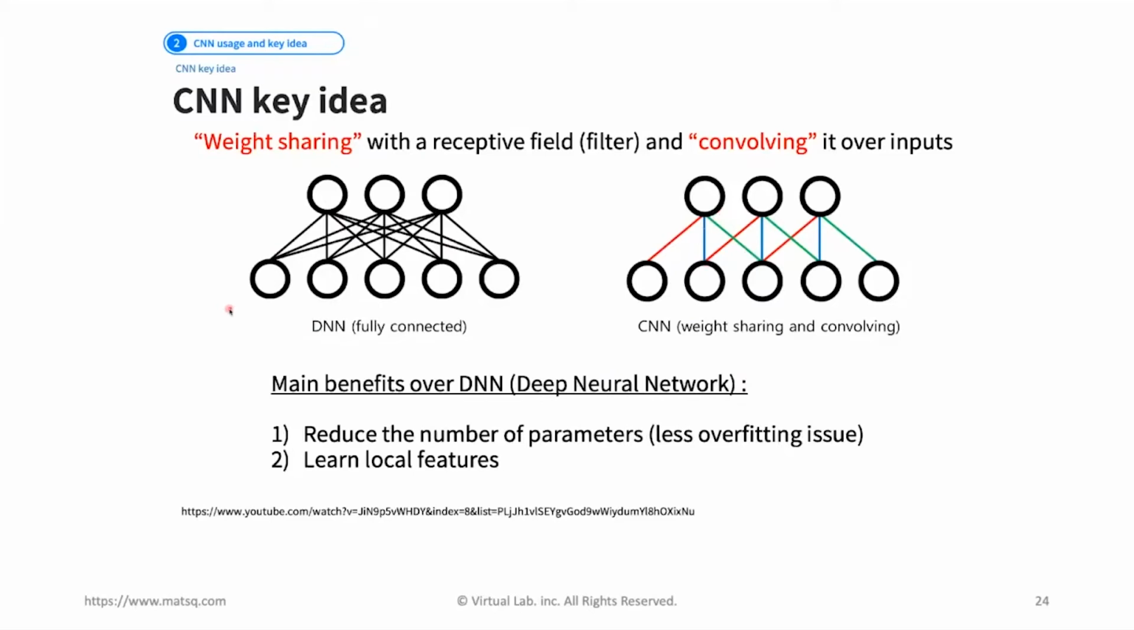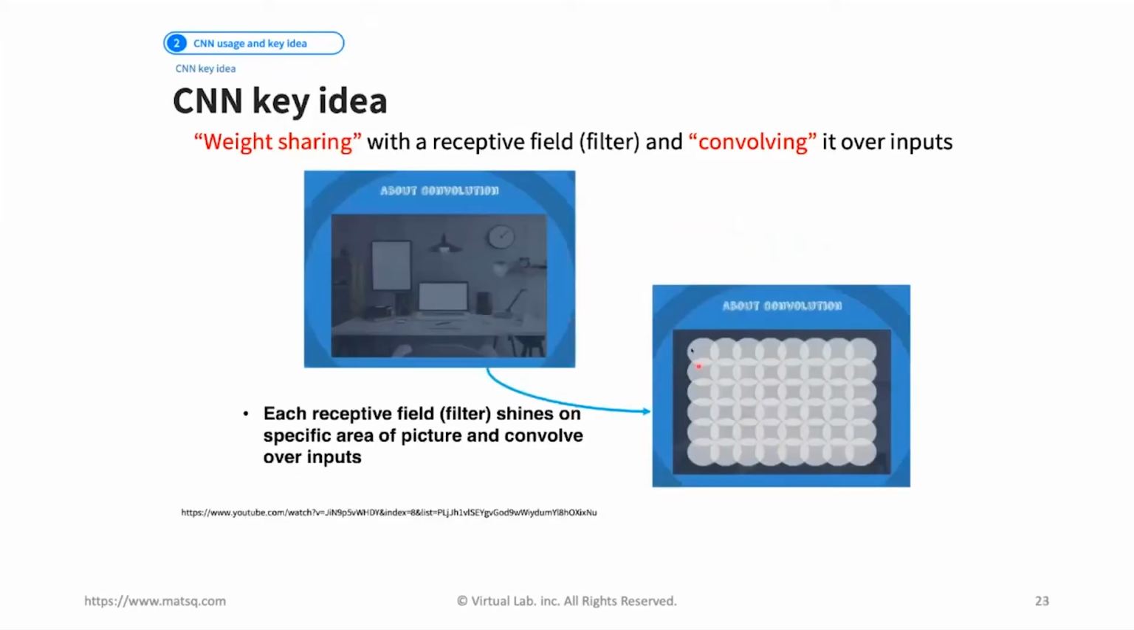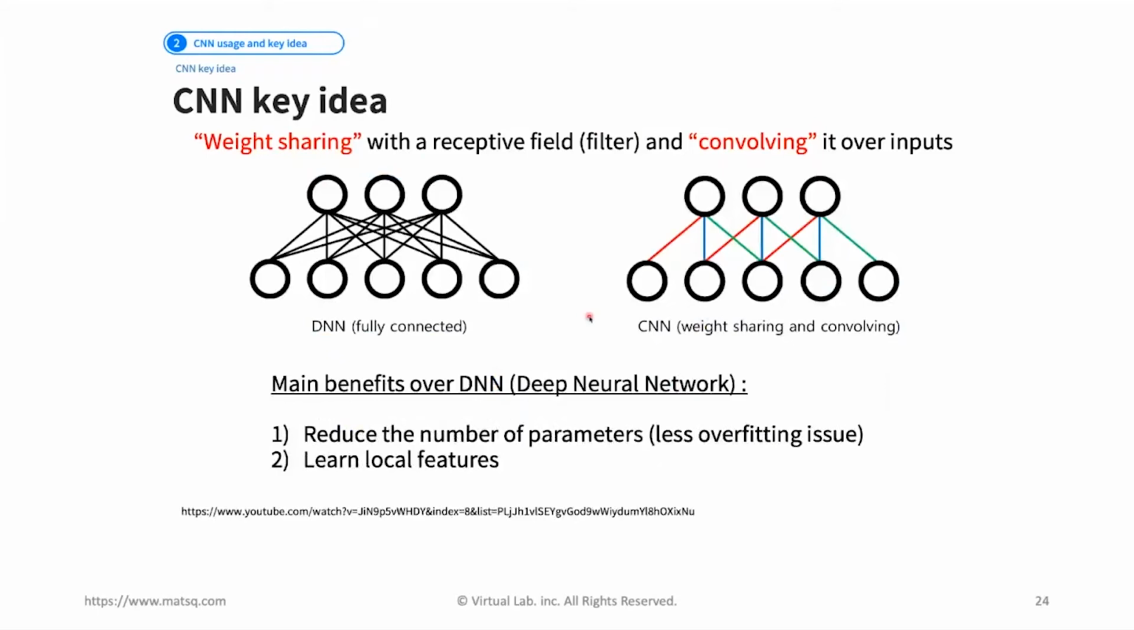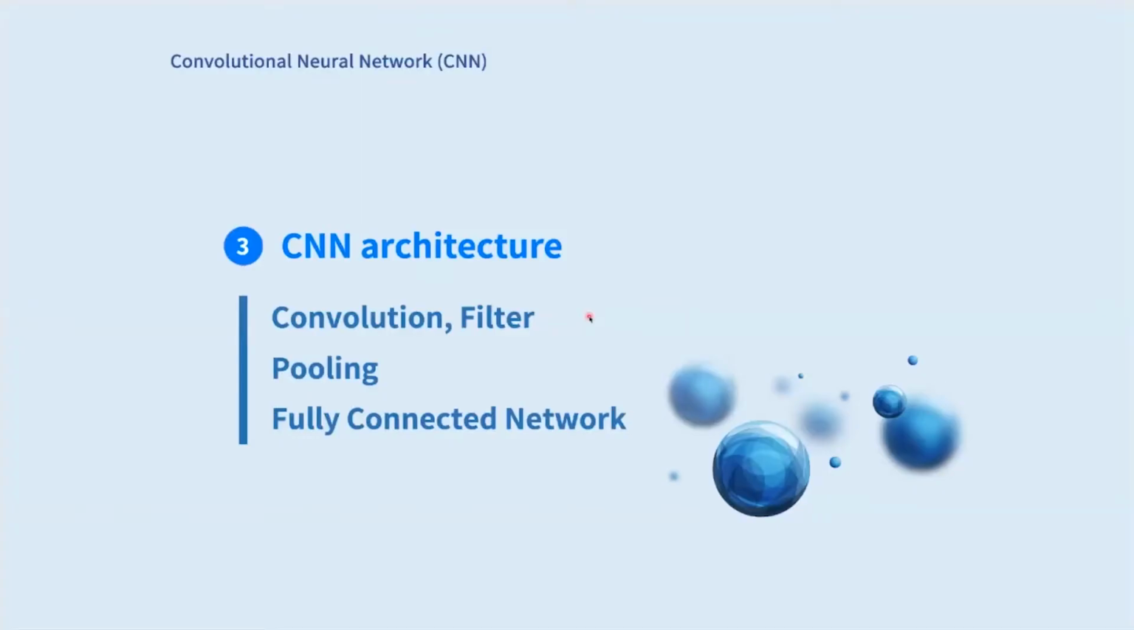So what is the benefit of reduced parameters? Small parameters, what are the benefits? Overfitting issues can be solved by a reduced number of parameters, as I mentioned previously, and they learn local features, right? So local characteristics are well described because it learns from the local area. It is trained on a very small local area, so it can be a very beneficial key idea of CNN. So I'm going to introduce the CNN architecture briefly. I will briefly explain the meaning of convolution, filter, pooling, and fully connected network.